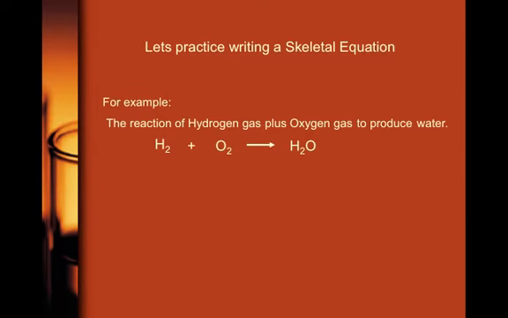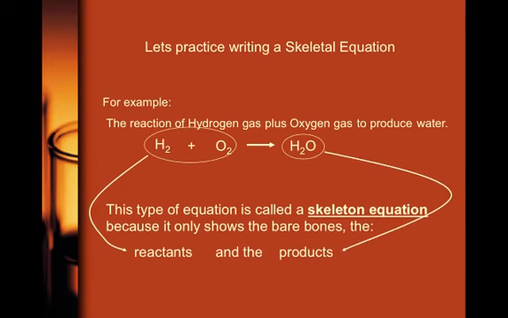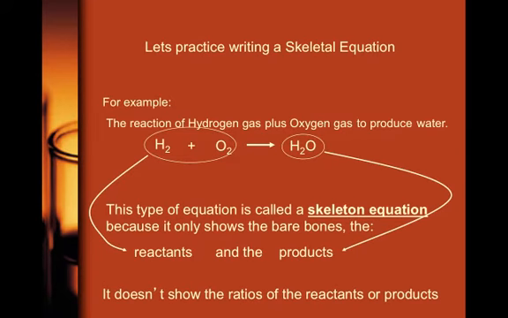So the sentence, the reaction of hydrogen gas plus oxygen gas to produce water, is represented by the chemical equation H2 plus O2 produces H2O. Again, skeleton equation because it only shows the bare bones. It just shows the reactants and the products. We don't balance the equation. It doesn't show the ratios, which is the balancing aspect of it.